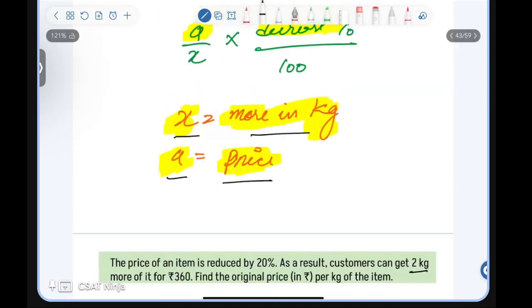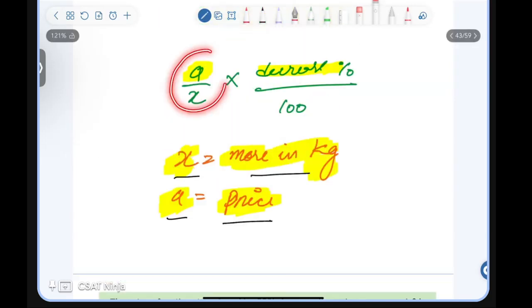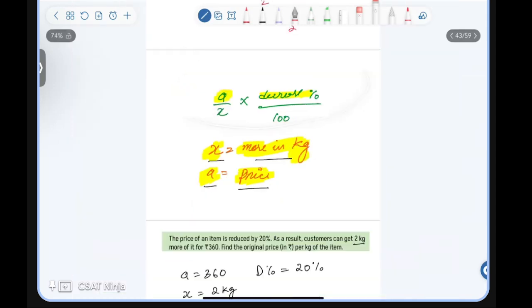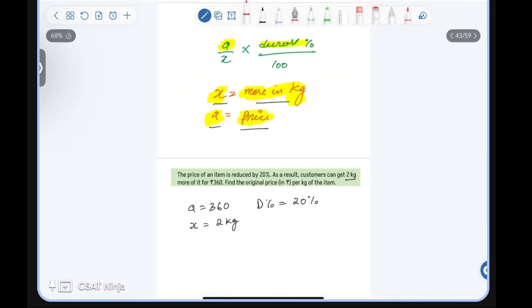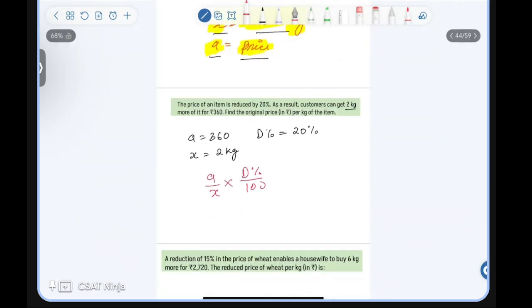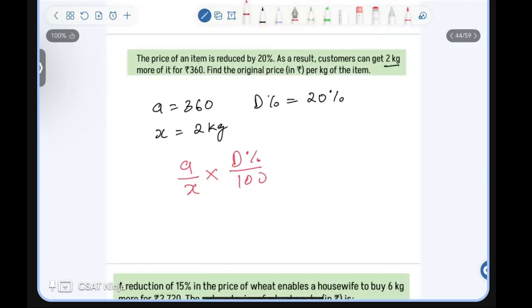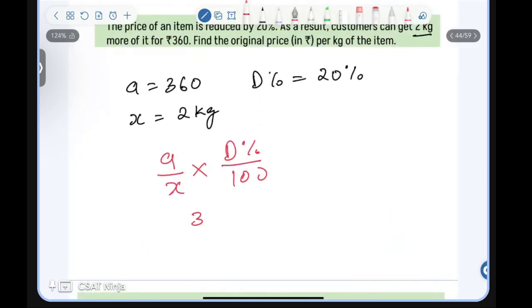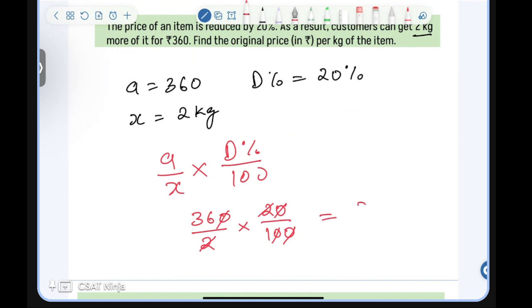Now, what is the formula here? The formula here is A divided by X into decrease percentage by 100. So I'll just directly write this formula here. A divided by X into decrease percentage divided by 100. So what is A in this question? In this question, A here is, I'll just zoom a little bit, A here is 360. We are using 360 rupees and we are getting 2 kg more. And the discount percentage was 20% and 100 there. So 0, 0 cancel, another 0 cancel, 2, 2 cancel. So the original price was 36. This is the value there.